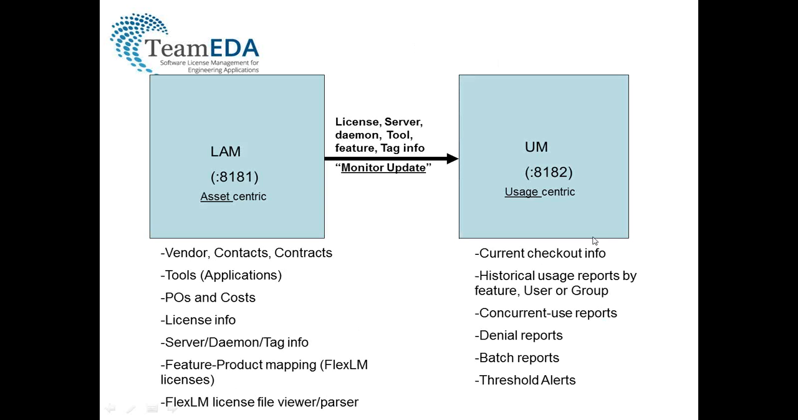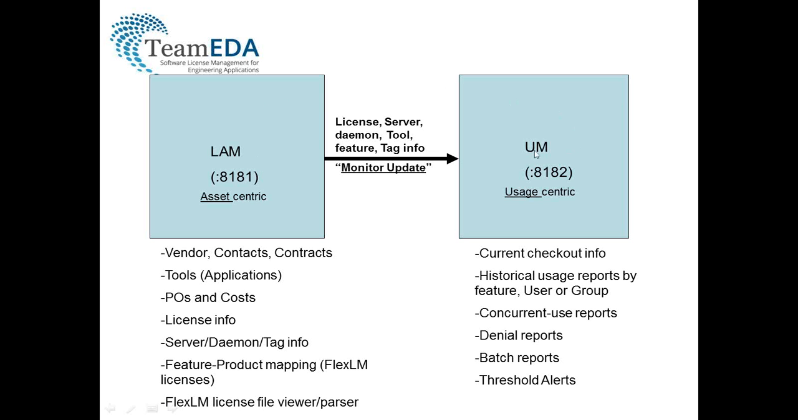Look at it a little more graphically. So there's two sides of LAMUM. The LAM side is at port 8181. It's the asset or inventory information-centric side for vendor contacts, contracts, tool information, purchase orders, costs, license information. All of the initial license information is put in on the LAM side along with the ported host information, the server daemon tag information. And if you're going to be selectively choosing features to monitor for each given tool or each product, you do that on the LAM side using our FlexLM license parsing tool.